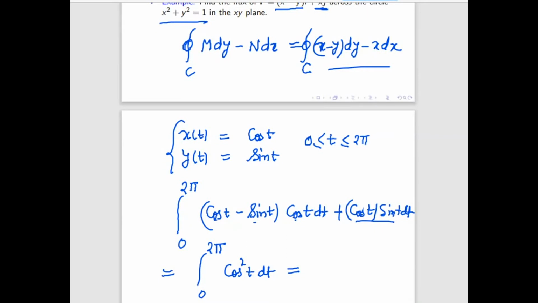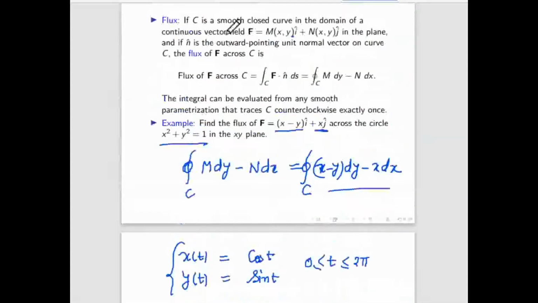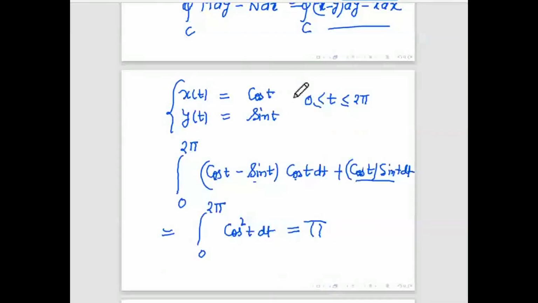Just verify. So for flux, always use the second one, M dy minus N dx in 2 dimensions. In 3D, we will see what the flux is. Is it okay?